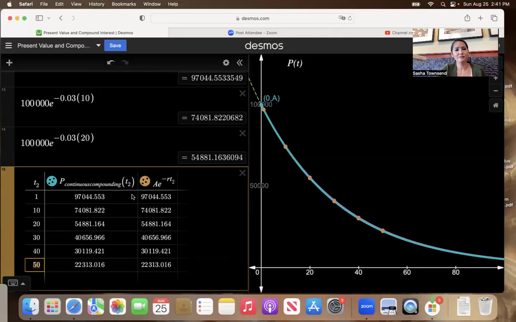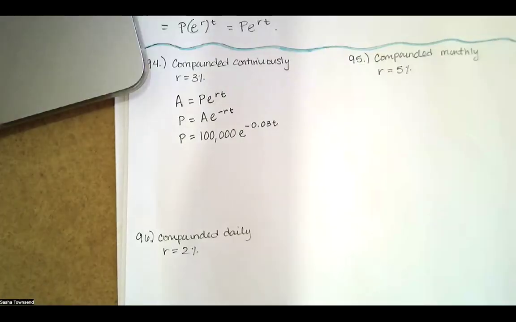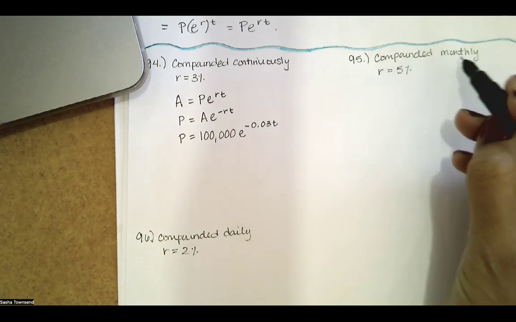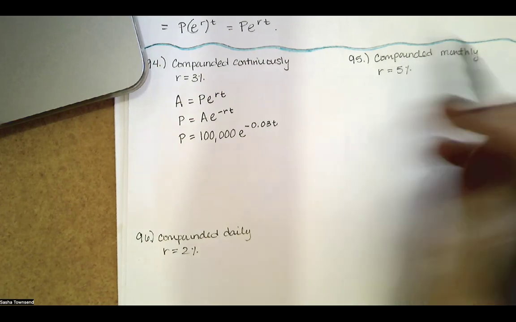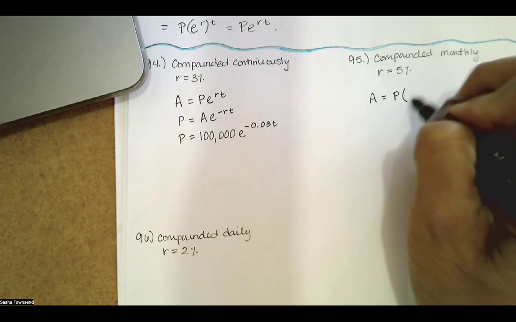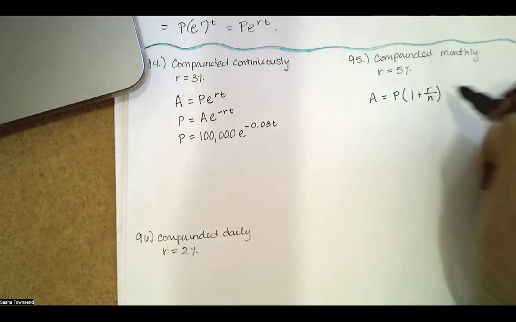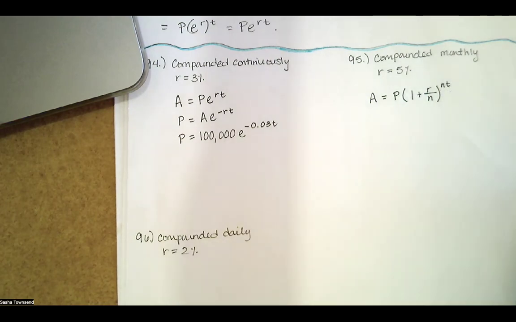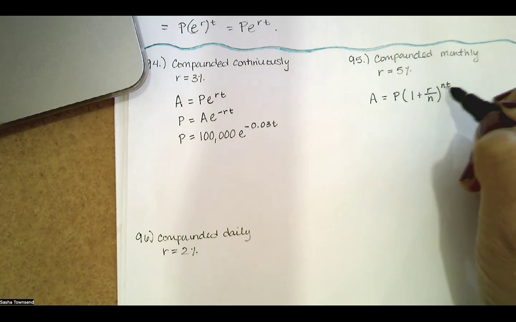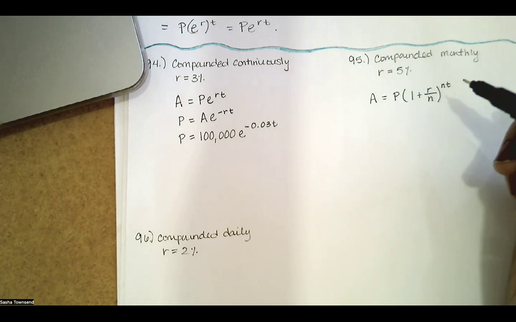With 95, rather than compounding continuously, we're going to compound everything monthly. So let's do some calculations on paper for that. Now, since we're talking about compounding monthly rather than continuously, we have to use this formula. We have A equals P times 1 plus that interest rate divided by the number of times we're compounding interest every year, raised to that number of times per year times the number of years. That just gives us the total number of times we're multiplying by this extra factor.